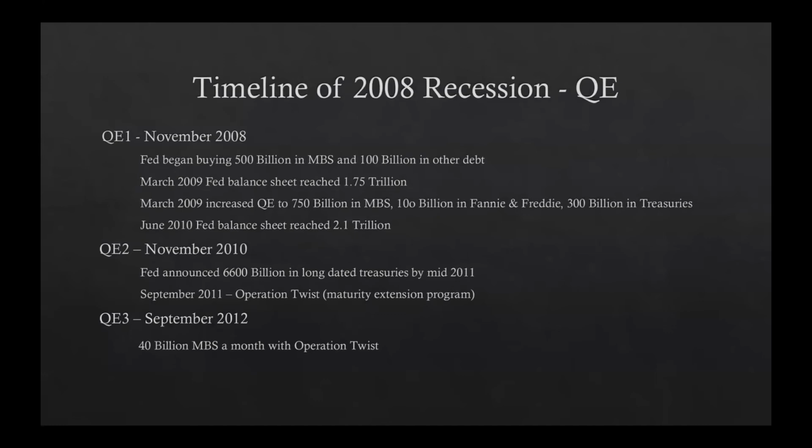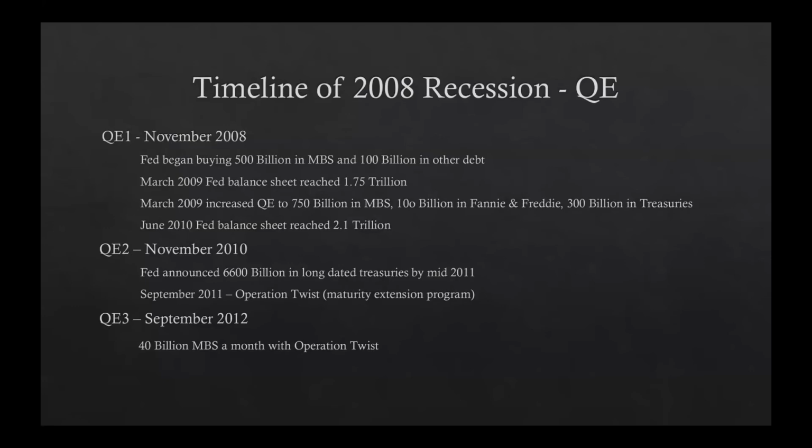So let's look at the timeline, because they had 3 QEs all throughout the years. Let's look at the progression, and then let's see how the market reacted through this era. So the first QE was in November 2008. The Fed began buying 500 billion in mortgage-backed securities and 100 billion in other debt, really Freddie and Fannie debt. Then in March 2009, the Fed balance sheet got up to $1.7 trillion. They also increased the QE to 750 billion in mortgage-backed securities, 100 billion in Fannie and Freddie debt, and 300 billion in treasuries.